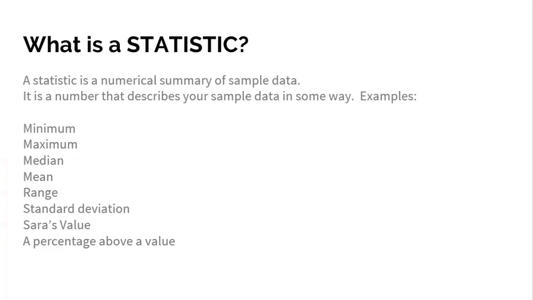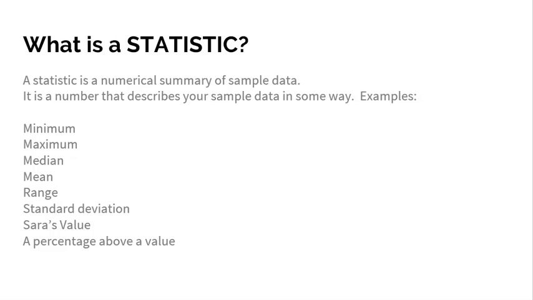All right, so what is a summary statistic? Well, this is really important to start off with. A statistic is a numerical summary of sample data. It is a number that describes your sample data in some way. So keep in mind, a statistic is any numerical summary from a sample. So easy to remember. Statistics come from samples. S for statistics, S for samples. Hard to mess that up. So a statistic is, again, any number that represents your data in some way.